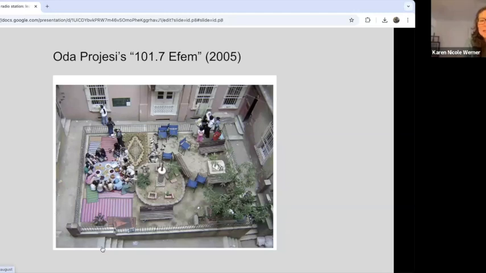Another project that's been inspiring to me, these are in year chronology, is a Turkish collective that in 2005 did this project. It's a feminist collective, Oda Projesi. They inhabited an apartment in a neighborhood in Istanbul that was getting gentrified, and set up a radio station there, also an unlicensed mini FM.